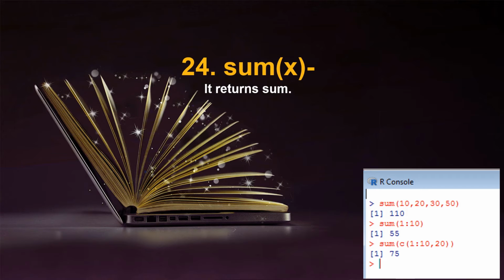The next function is sum function. So it returns the sum. So sum is 10, 20, 30, 50. So the sum will be 110. Here it is summing the range. So the output will be 55. Here it will return the sum of range 1 to 10 and 20. So the result will be 75.